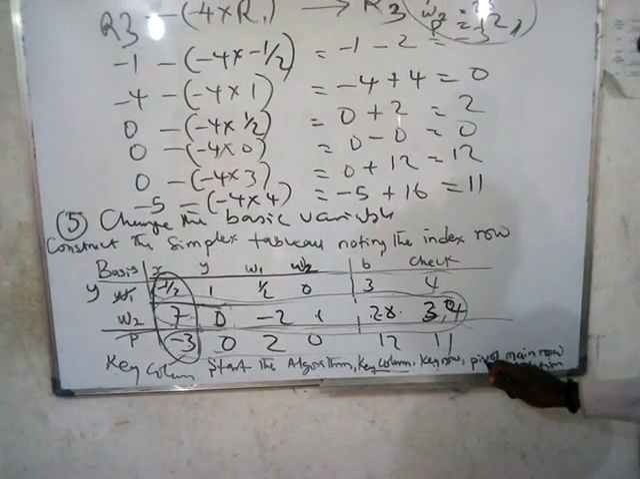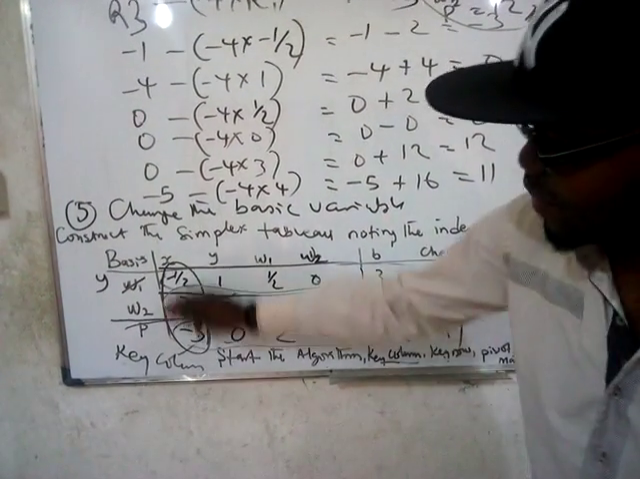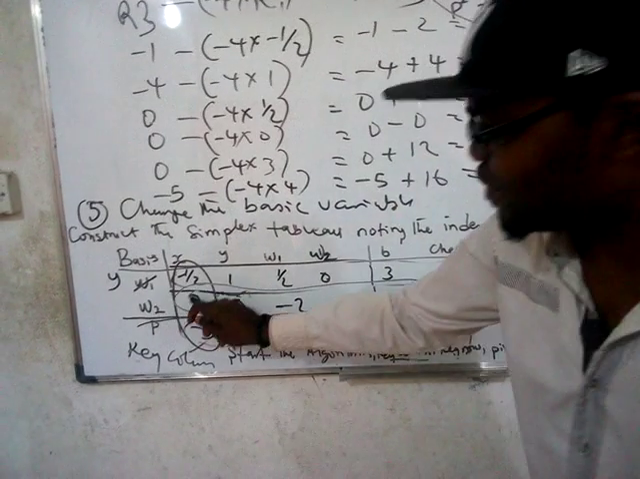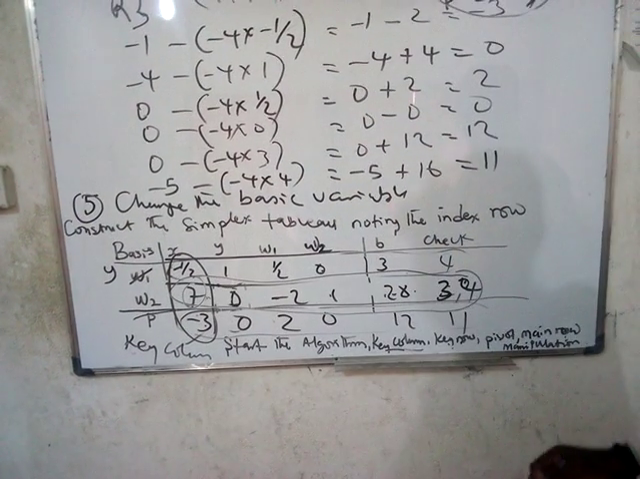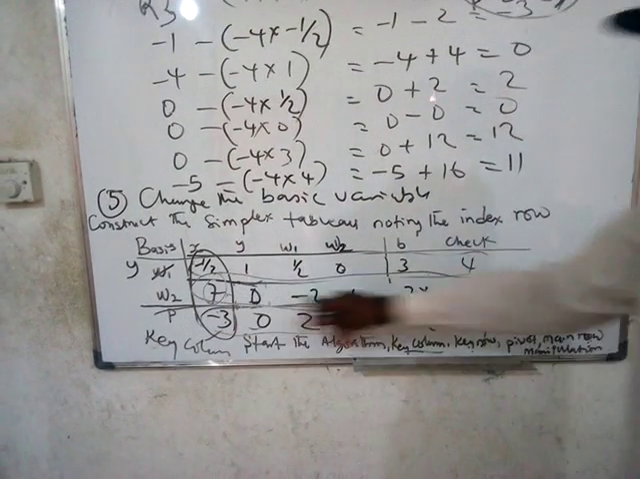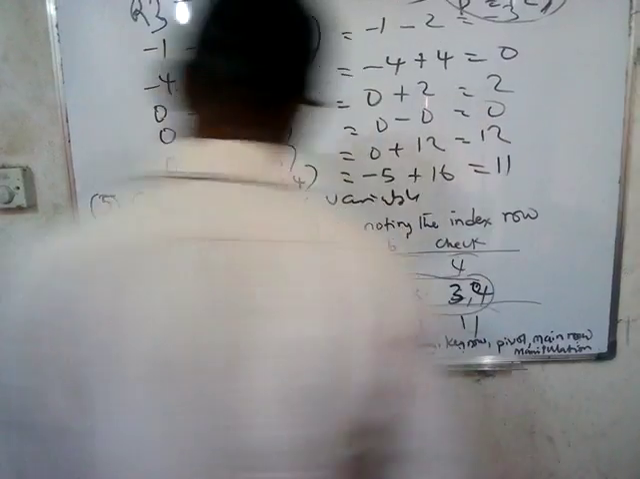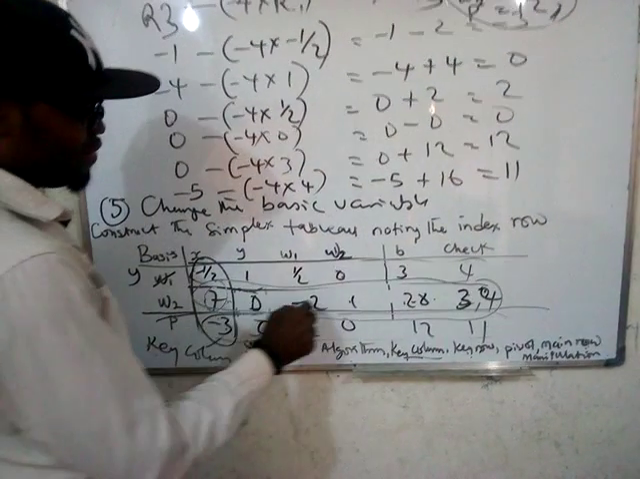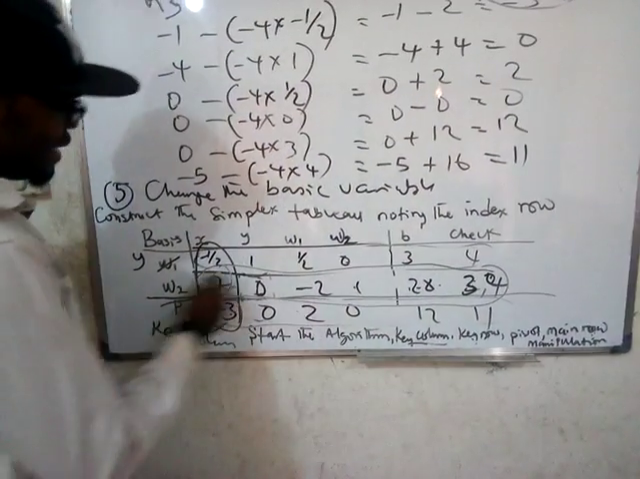Then find the pivot. What's the pivot? The intersection between the key column and the key row. So the pivot becomes 7. Just similar to what I did before. Main row. What is the main row? That means you should divide everything here by 7, so that you have 1 here, you have 0 here, you have 2 over 7. So that becomes the main row.